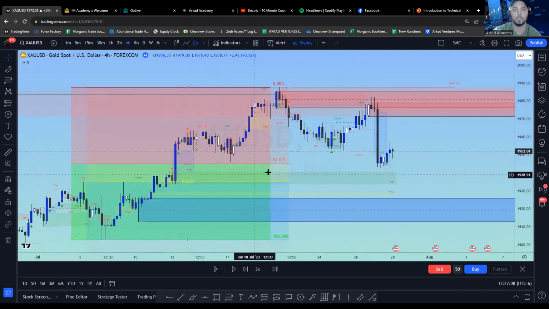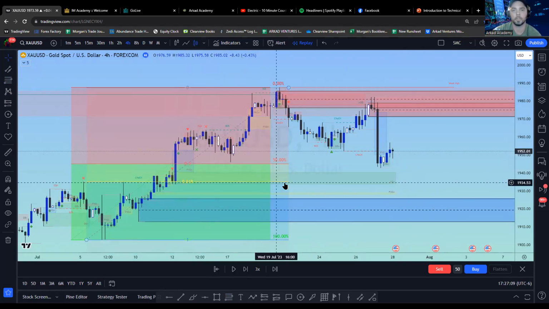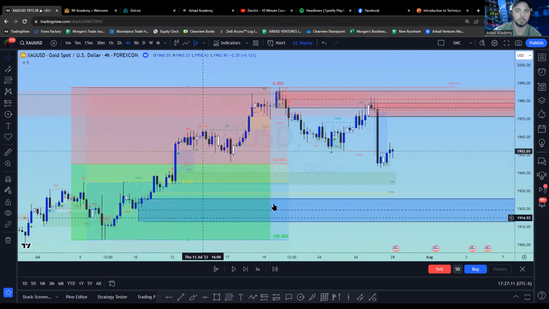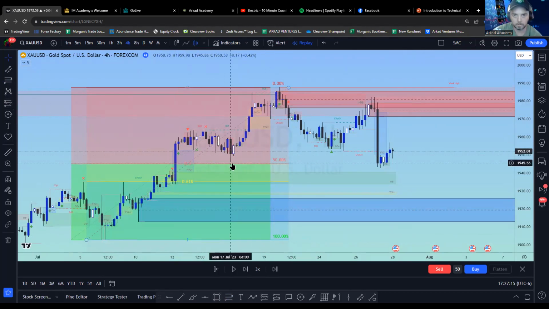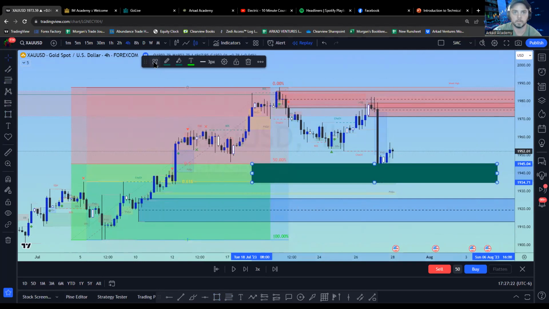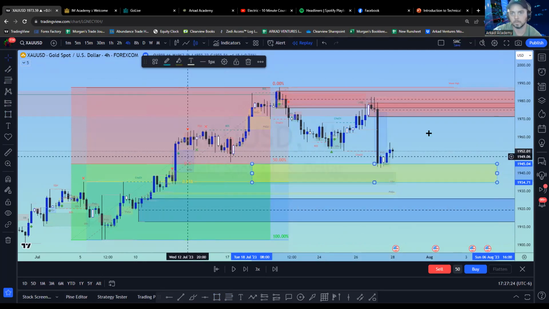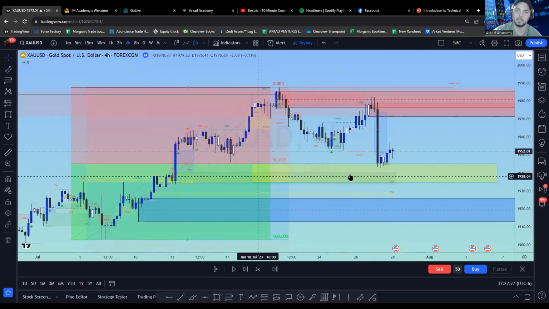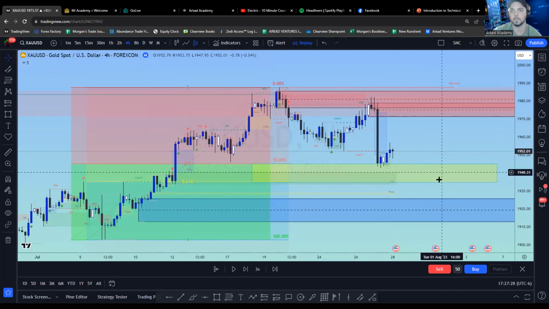So this is what we call the golden ratio, this little box here. If you have all these confluences that start adding up, then here would probably be a good buying opportunity too.